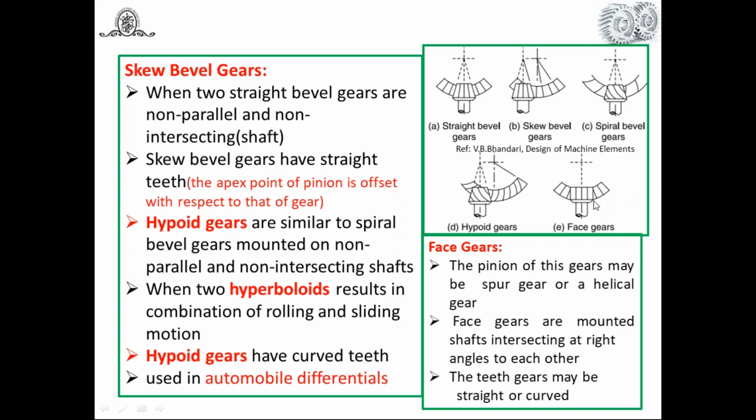And the fifth classification is the face gear. Here in the face gear, look at this. This is the gear and this is the pinion. But the construction of this pinion may be spur or a helical gear. And face gears are mounted on shafts at 90 degrees. Look at this axis: the axis of the pinion and the axis of the gear are going to intersect at this point. They are at 90 degrees, and the teeth may be curved or spiral. This is the face gear.